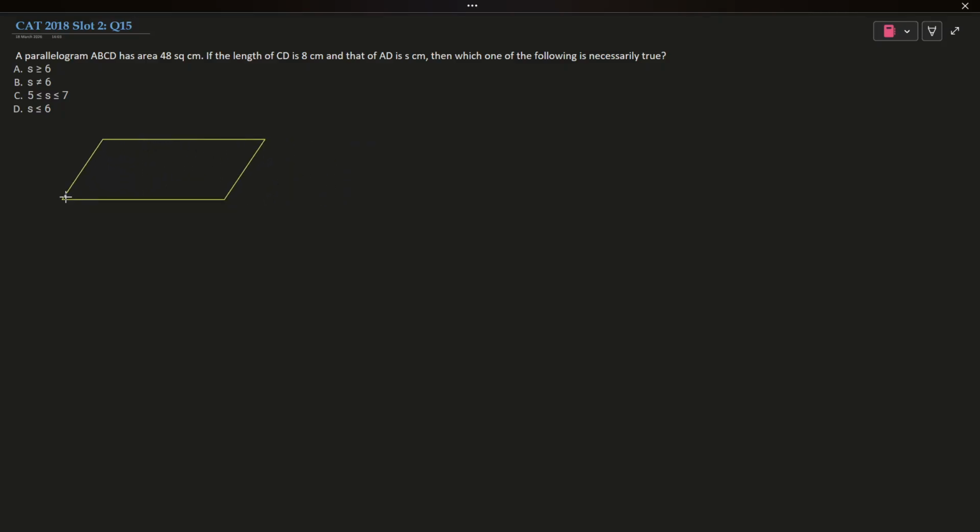This is a parallelogram, right? This is A, this is B, this is C, this is D. The area of ABCD is given as 48 square centimeters. Let me drop a perpendicular from A. Why? Because what is the area of a parallelogram? Base into height.